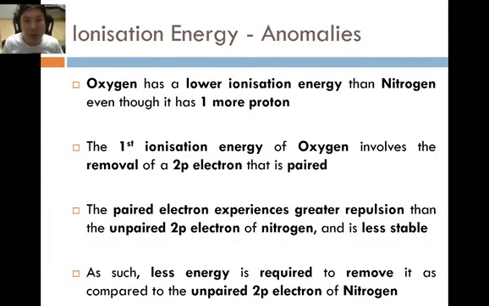Okay, so oxygen has a lower ionization energy than nitrogen, even though it has one more proton. The first IE of oxygen involves the removal of a 2p electron that is paired. And the paired electron experiences greater repulsion than the unpaired 2p electron of nitrogen, and it's less stable. And since it's less stable, being repelled by the electron, less energy is required to remove it as compared to the unpaired 2p electron of nitrogen.